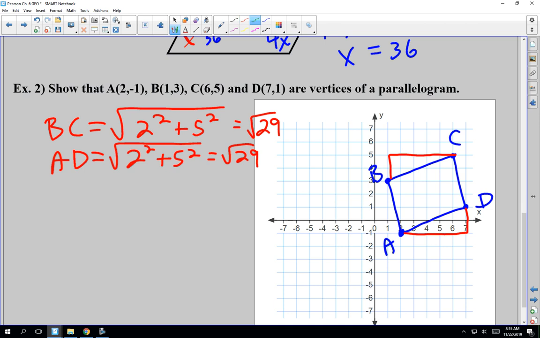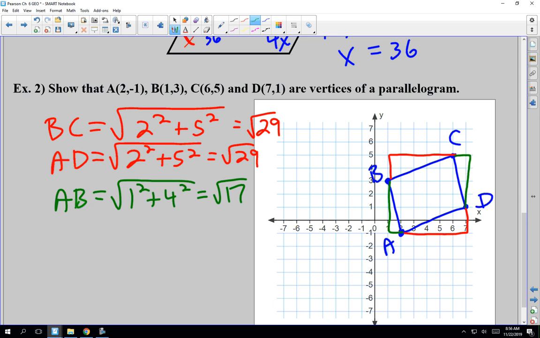Now let's look at these two sides. AB is 1 over 1, 2, 3, 4. So length AB is equal to square root of 1 squared plus 4 squared, which is equal to square root of 17. CD is 1 over 1, 2, 3, 4. So CD is equal to square root of 1 squared plus 4 squared, which equals square root of 17. So you just find those 4 lengths using the Pythagorean theorem over and over again. Okay? And then you need to make some statement that ties all this together.